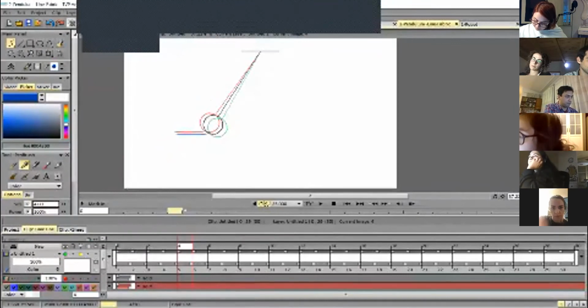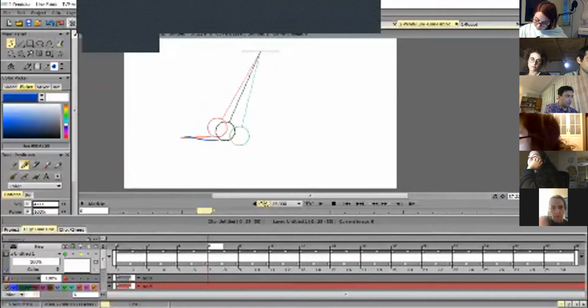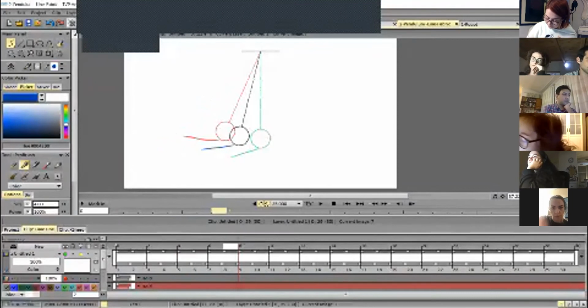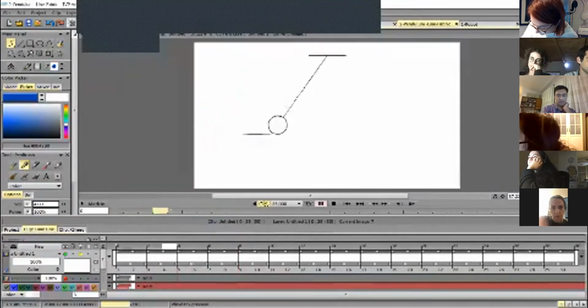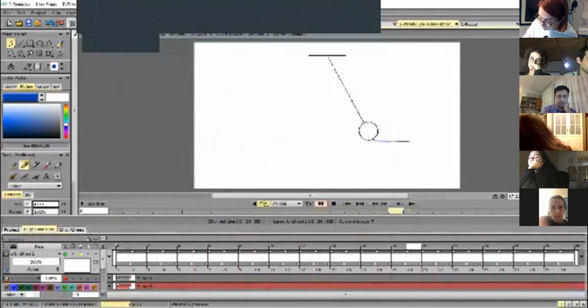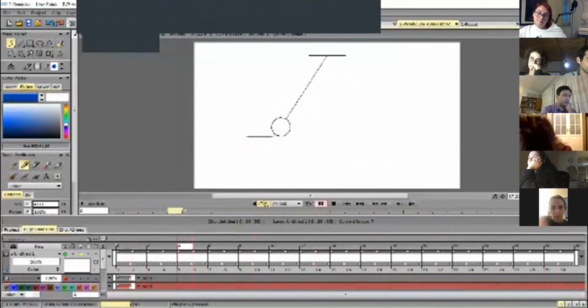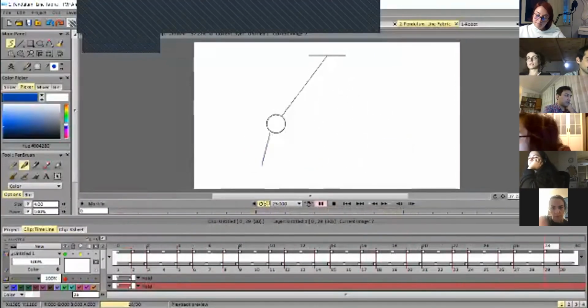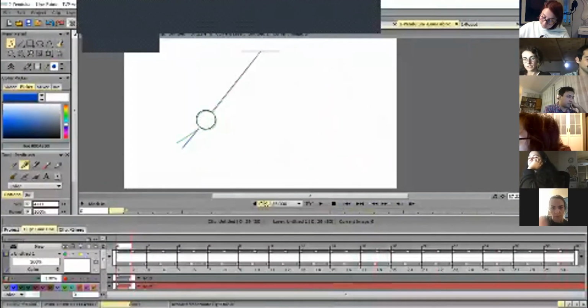Okay. And the action. It's smooth and okay. And now I can draw the fabric on this line.